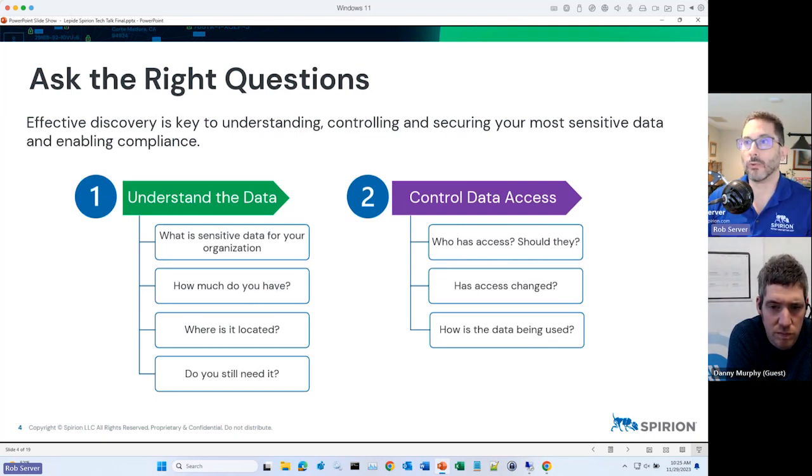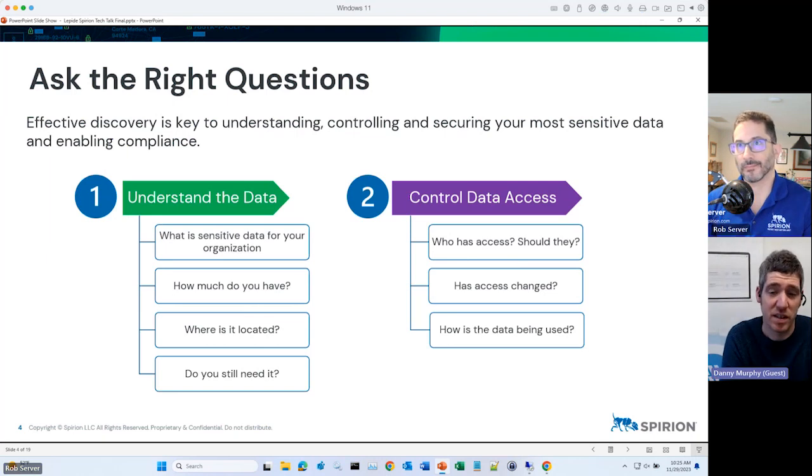That is usually the first point of contact for data with the end user who's going to be processing that data. The next point is going to be your frontline file stores and SharePoint locations. Do you still need that data? And then there's the controlled data access portion, Danny.